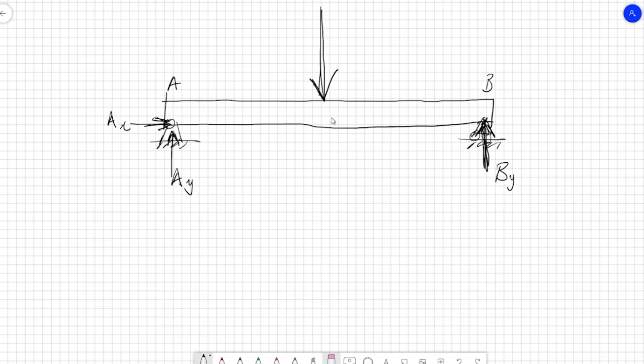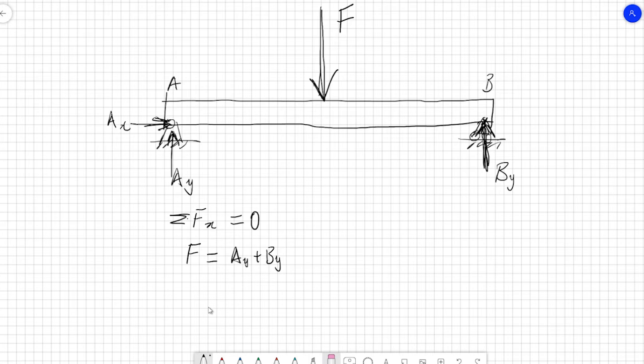Okay, what does this mean? It means the sum of the forces in the y direction has to equal 0. Let's just call the load force. This is the downward force. Now it means F has to equal AY plus BY. They have to be equal and opposite. Otherwise, the beam will either start moving downwards or upwards.